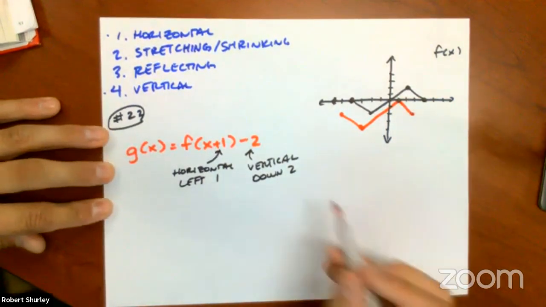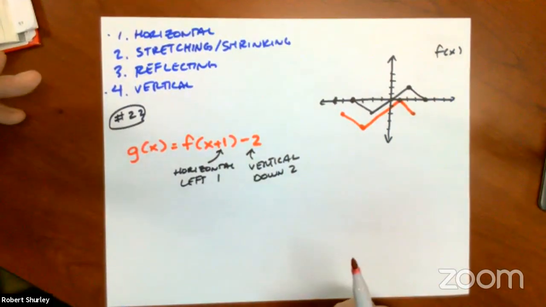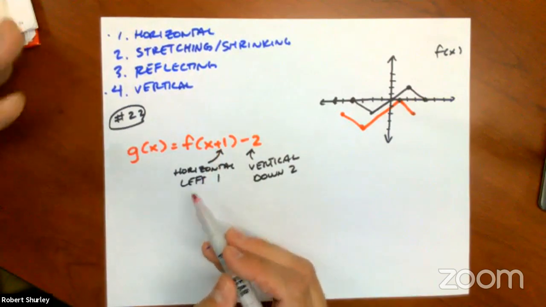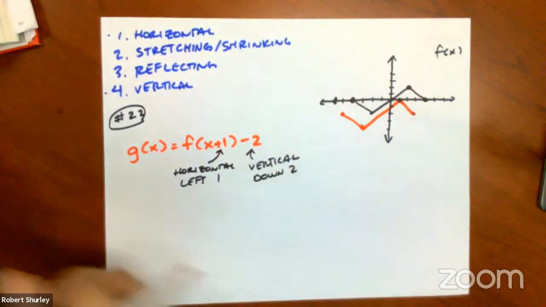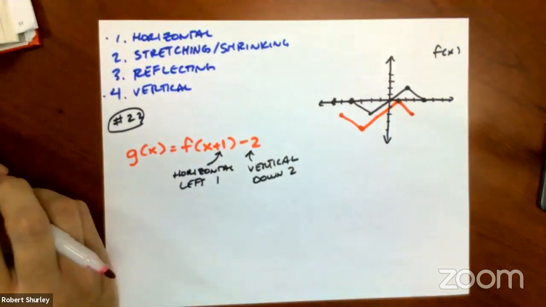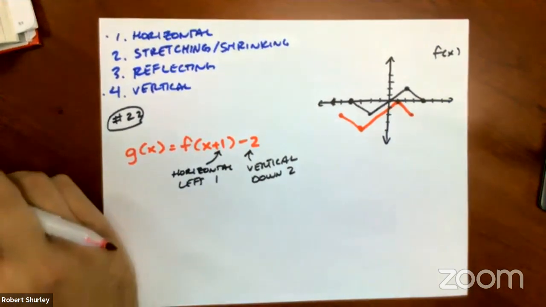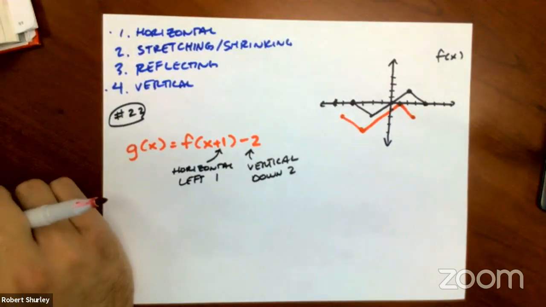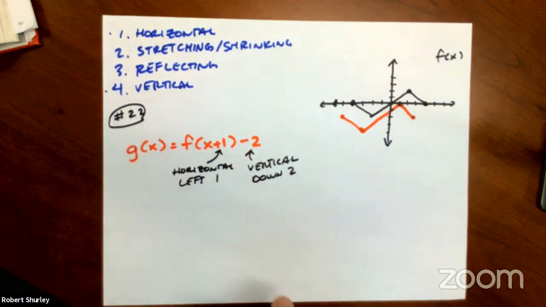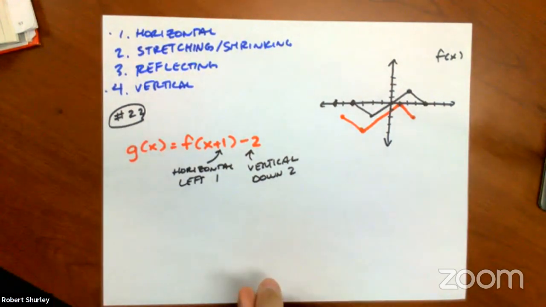Okay. So we had a combination of shifting for this one because we shifted horizontally and vertically with the same exact graph. Okay. Questions? Comments, concerns? Make sense? It's not too bad, right? Not too bad.